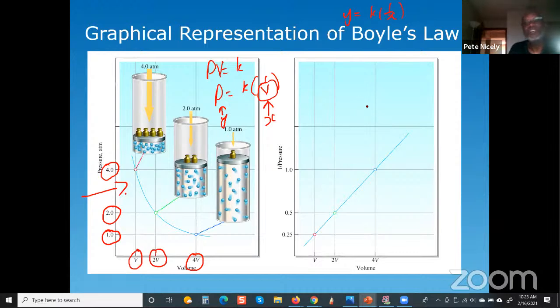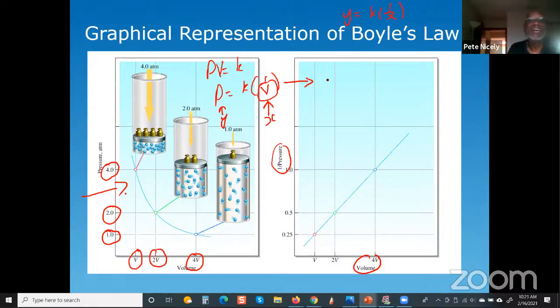Now, the graph over here shows you a linear relationship, because what they're doing here is plotting 1 over P versus the volume. So if I were to rearrange this equation here, how would I arrange this?